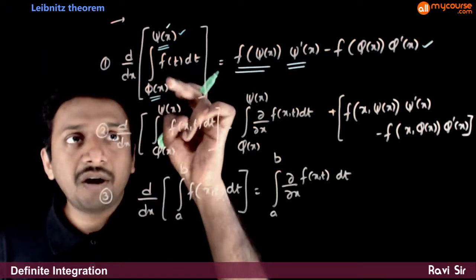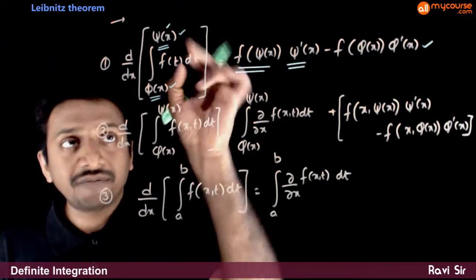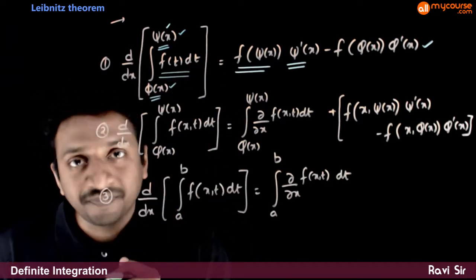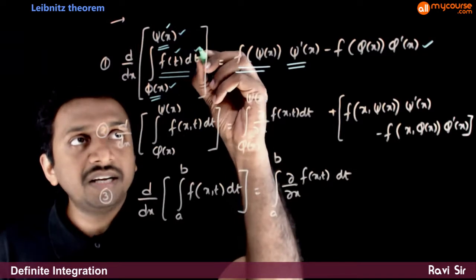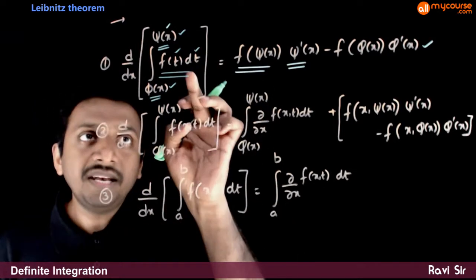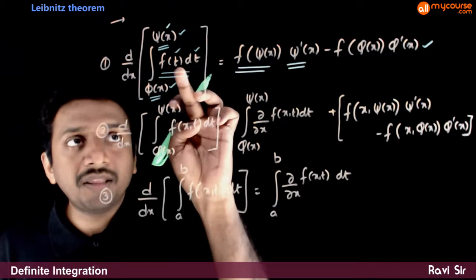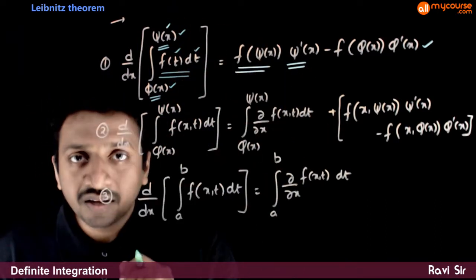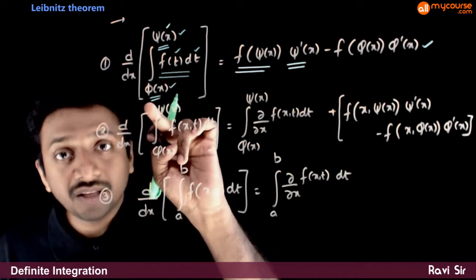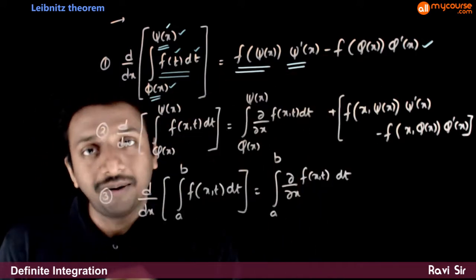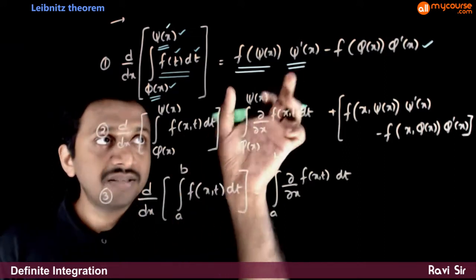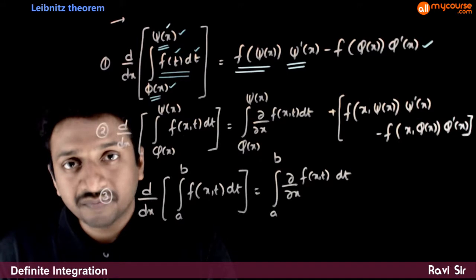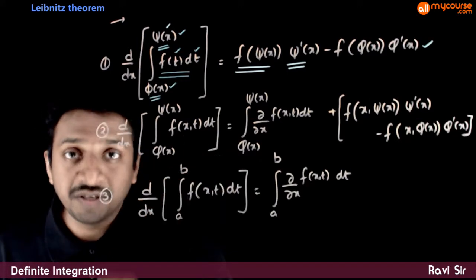So d by dx of integration phi of x to psi of x, inside the integration you don't have any extra. The integration is f of t dt. Then you just need to put the upper limit in the place of t, f of psi of x, into the differentiation of the upper limit, minus f of the lower limit into the differentiation of lower limit. So this is a special case of Leibniz theorem, which is the most useful case. Next, you have a general case of Leibniz theorem.